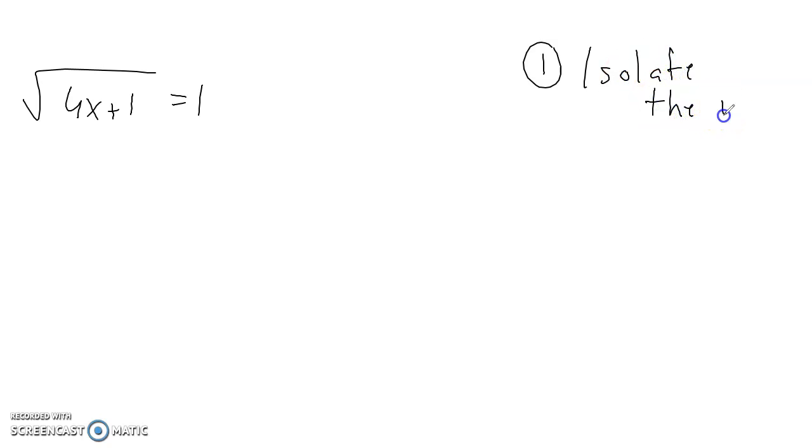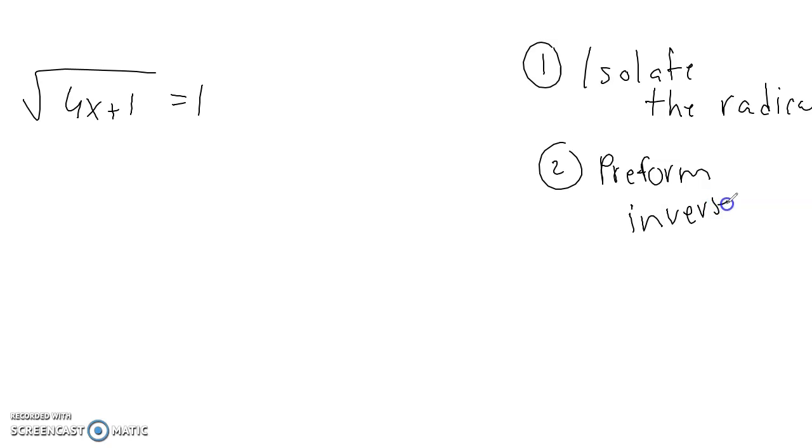Okay, so we have the square root of 4x plus 1 equals 1. Now the first step is to isolate the radical. Right now the radical is isolated already. It's already by itself on the left side, so I don't have to do anything. I don't have to move it anywhere. The second step now is to perform inverse operations.